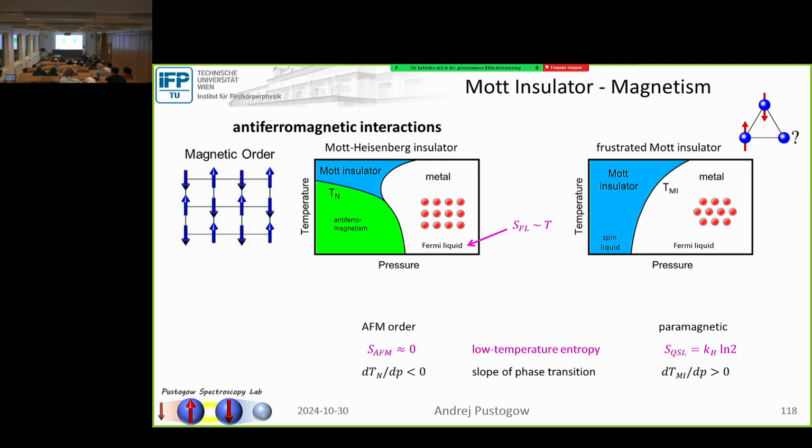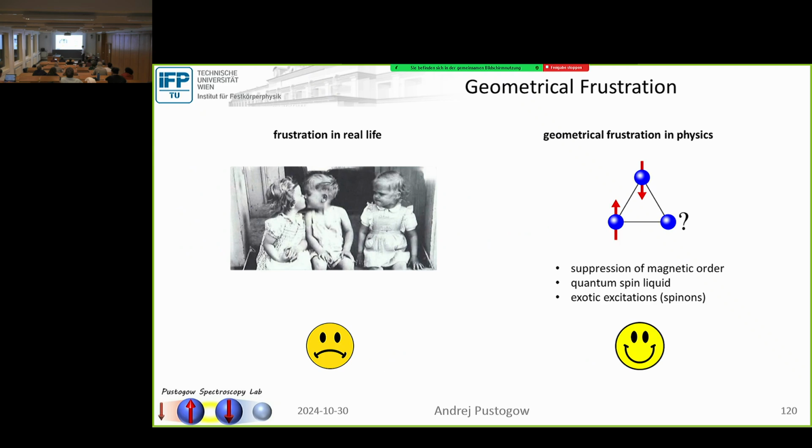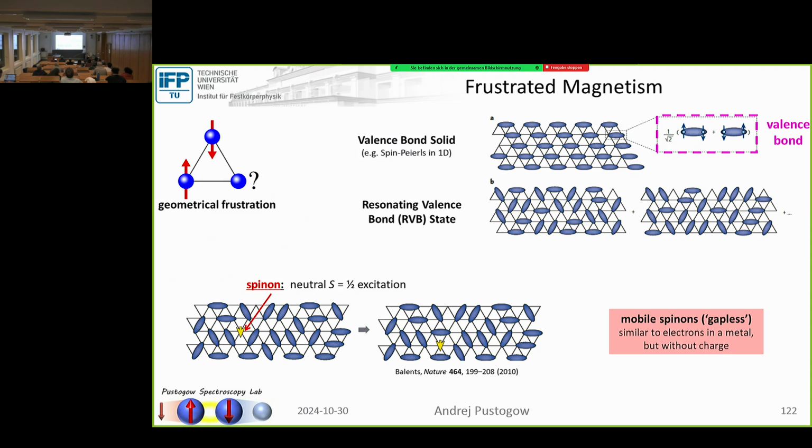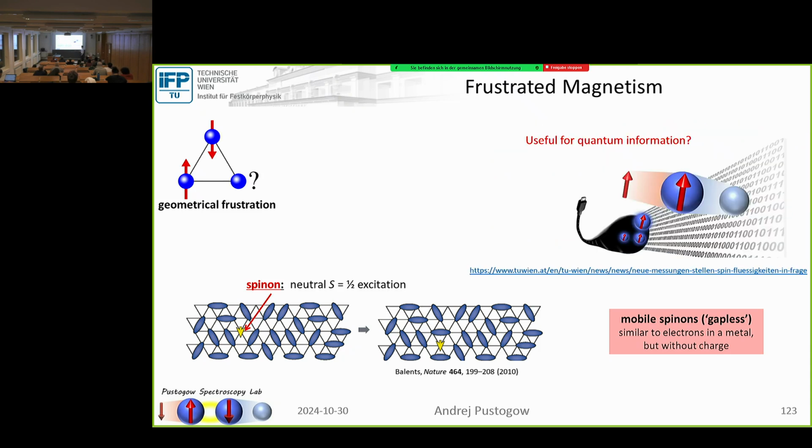And interestingly, if you have no magnetic order, this insulator has more entropy than the metal. So this is the Pomeranchuk effect, which we saw before. And we can destroy this magnetic order, which is quite interesting from a physical point of view. Because on a triangle, you can never have all these bonds antiferromagnetically aligned. So magnetic order does not form. And it was suggested that you can have a resonating valence bond state with itinerant spin excitations, possibly used for quantum computers, although it is quite far-fetched.